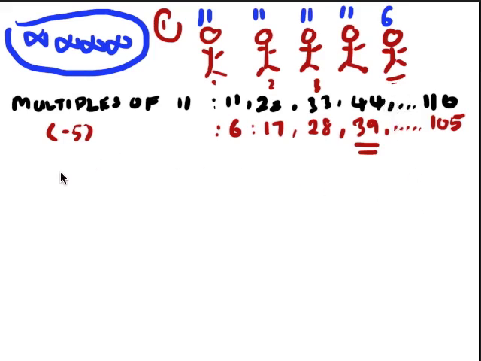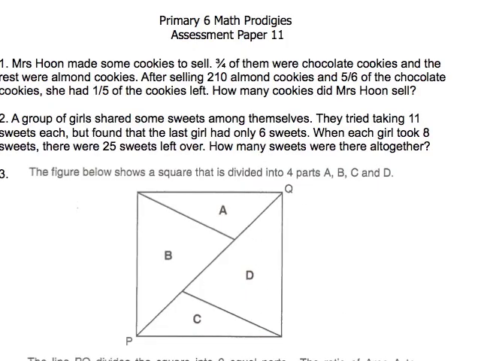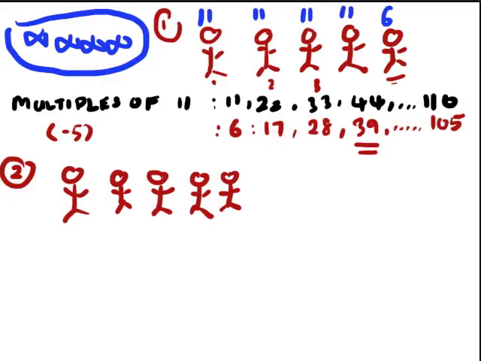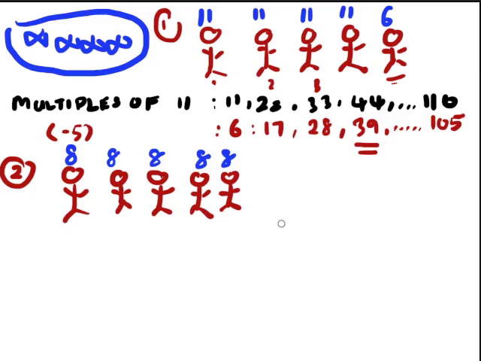Now for the second scenario, it is the same. We don't know the number of girls, so I'm just going to draw another 5. But this time, each girl takes only 8 sweets. So I'm going to write down 8, 8, 8, 8, 8. But what happens differently this time is that there were 25 sweets left over. In other words, we have another 25 sweets.